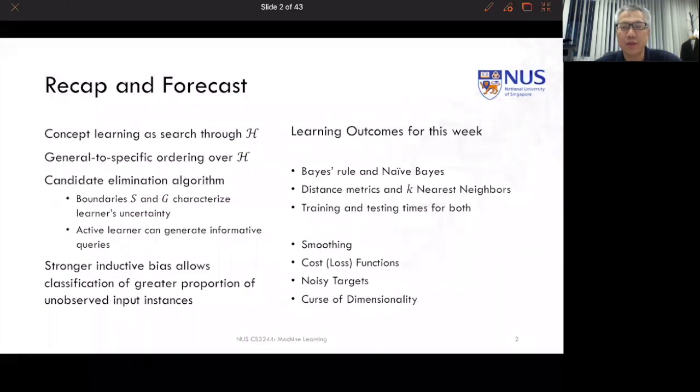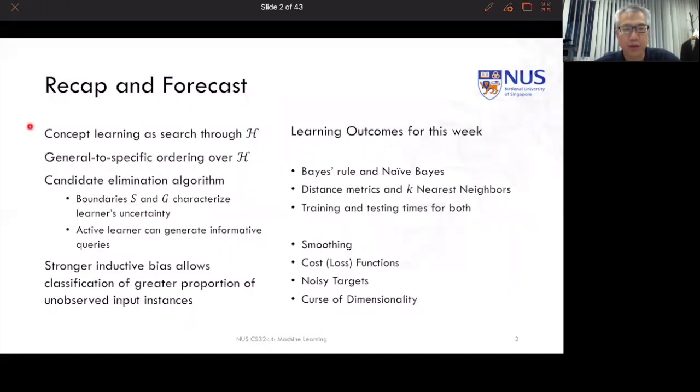We're going to cover two learning algorithms today, Naïve Bayes and kNN. We're also going to cover some other interesting phenomena that will serve as the basis for our understanding of basic machine learning algorithms coming into week 4, week 5, and week 6. But first, let's recap what we did in week 2.